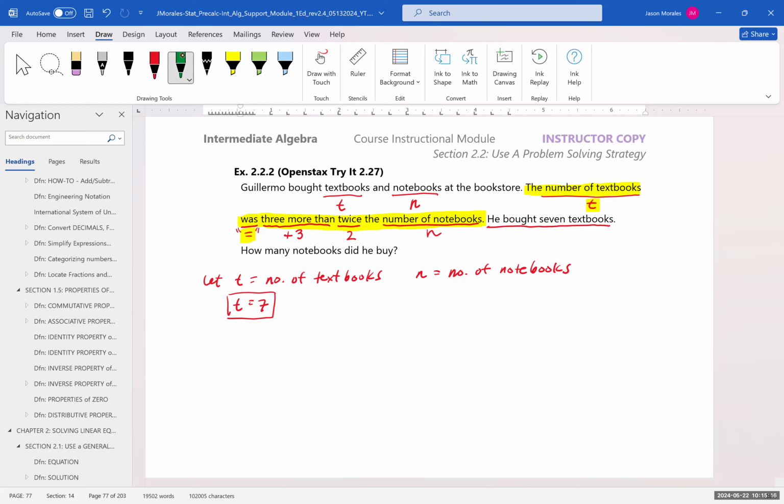All right, so let's take a look here. So what we're getting is the number of textbooks, T, was, so here, twice the number of notebooks plus 3. Okay, and so here we've got one equation.